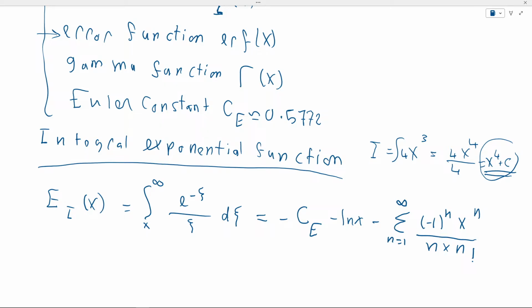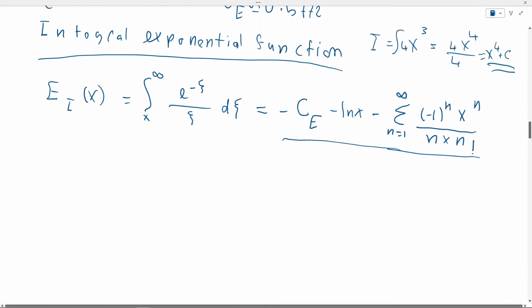So you see this integral function here has an analytical solution, but it's not a closed-form solution. It's not something that looks like this. It is an infinite series, because you see here, this is an infinite series.